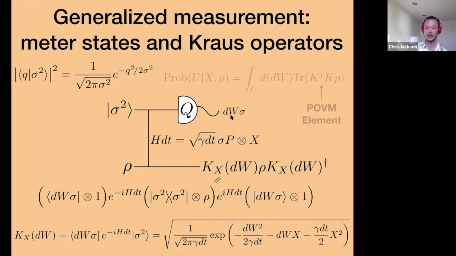Now, once we have these Kraus operators, then over the set of outcomes that you could get in the meter state, you have a so-called POVM. So for every outcome dW, there is this action on rho, and the trace of this is in fact the probability that that would have happened.